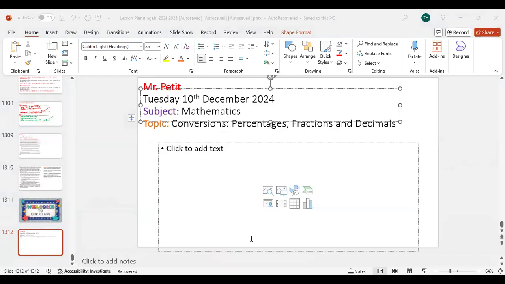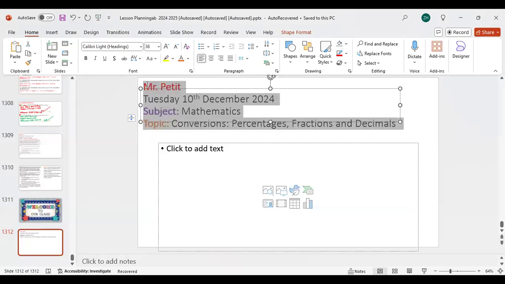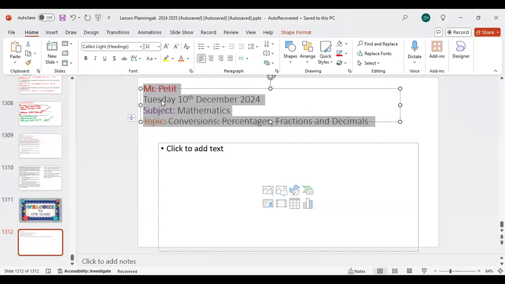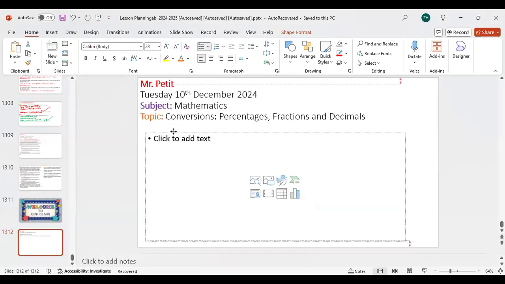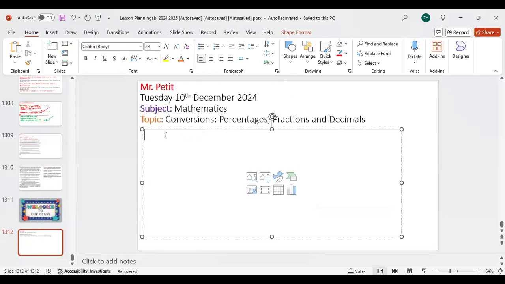So let's start off with the first question. It's going to be a 3-part question, so let's go ahead and write this down. This is our first example, example number 1.